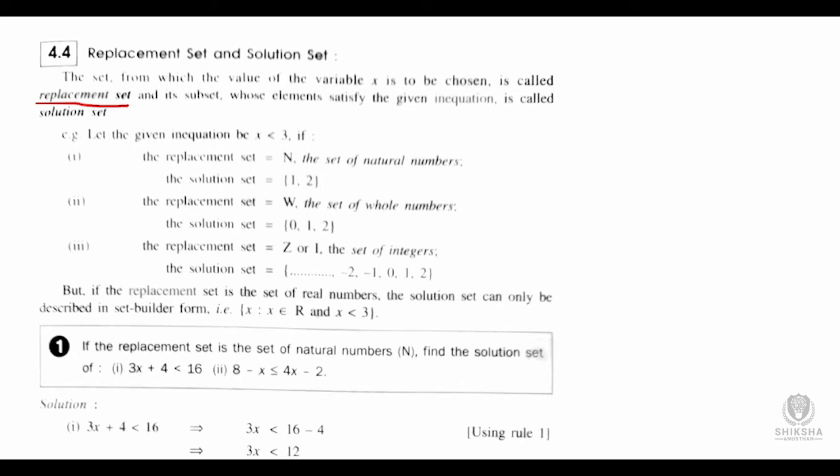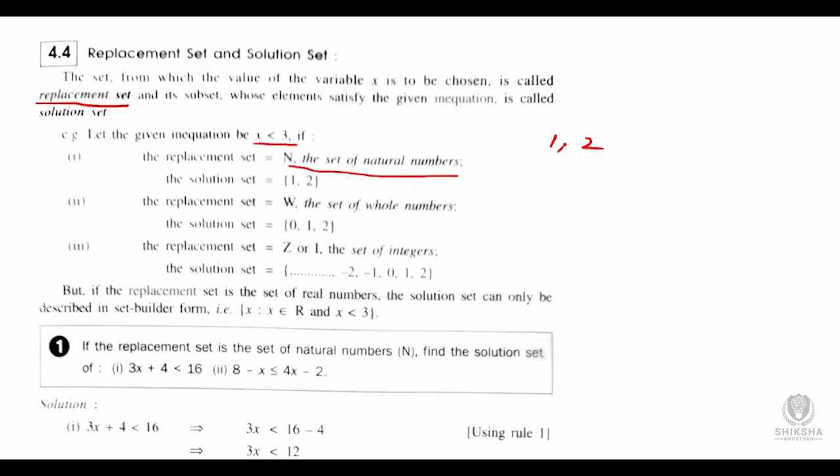Let us take an example. The given equation is x less than 3 and the replacement set is the set of natural numbers. So the natural numbers that satisfy x less than 3 are 1 and 2, because natural numbers start from 1 to infinity, and the number should be less than 3. So it comes to 1 and 2.